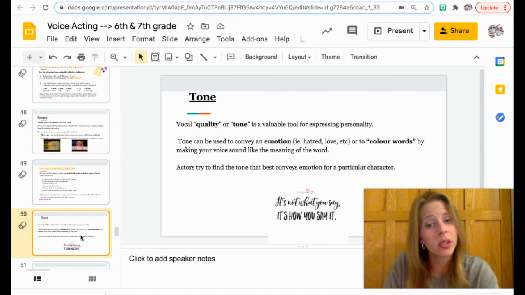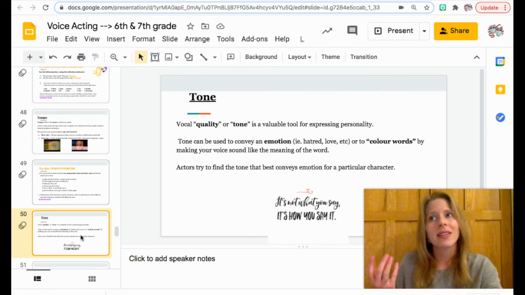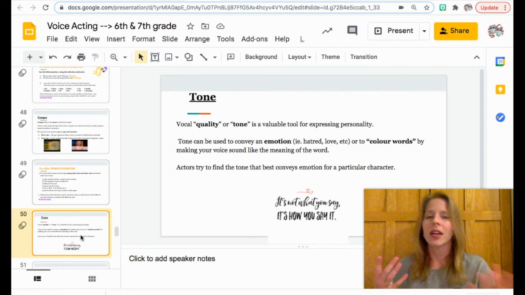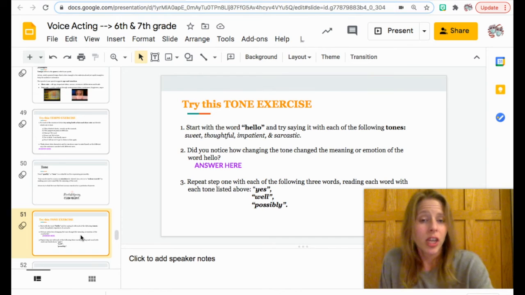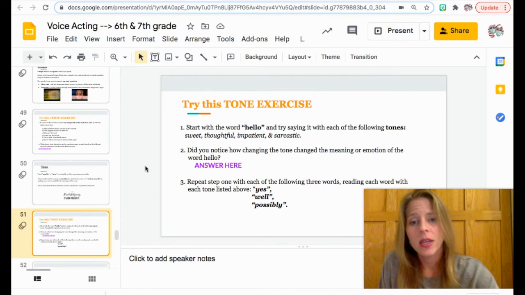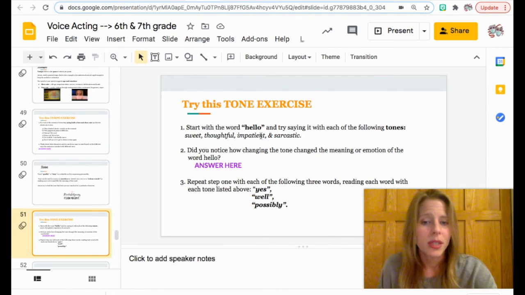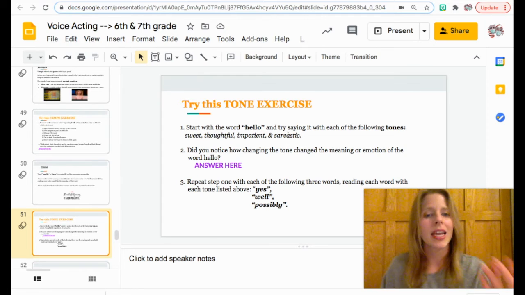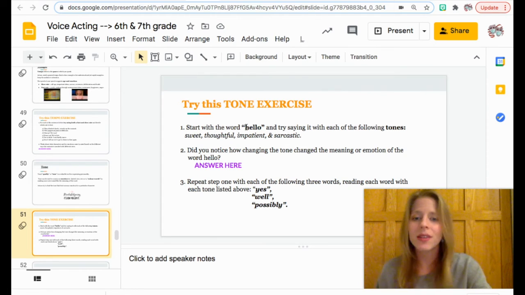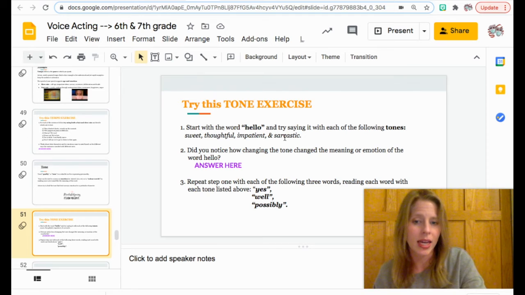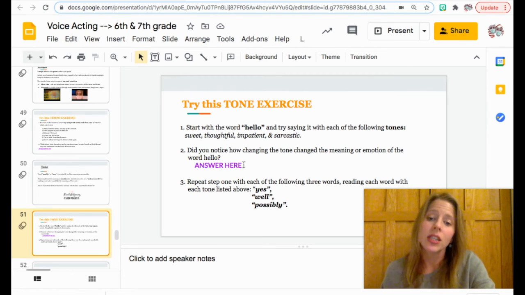Then you're going to talk about tone, okay? Everybody has a different kind of sound of their voice, right? And so that changes depending on what character you're playing. So you're going to start by saying the word hello, okay, and saying it in these different tones: sweet, thoughtful, impatient, sarcastic, okay? And then did you notice how changing the tone? So then you're going to answer that, okay?